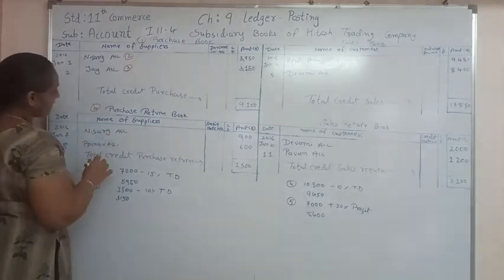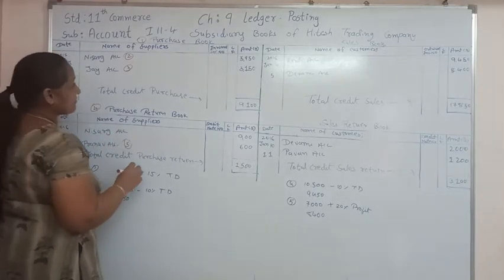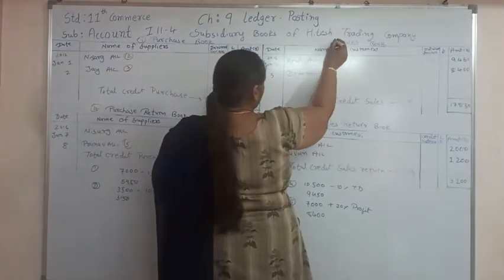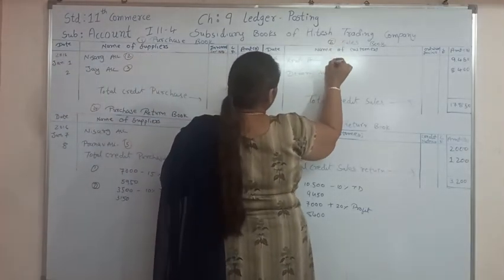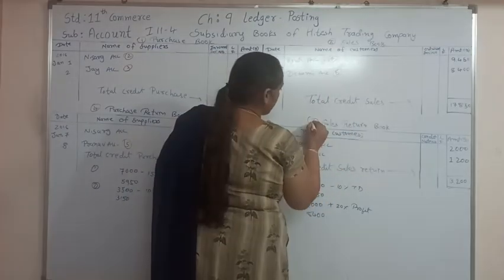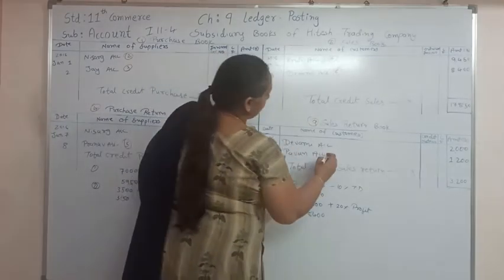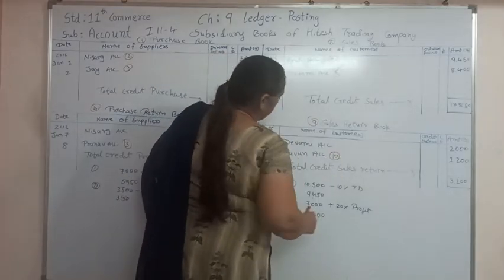Nisarg account we already prepared. Fifth one is a Pranav account. Sixth one is a sales account. Seventh is a Kruti account. Eighth is a Devami account. Ninth is a sales return account. Devami account we already prepared, and the tenth one is a Pawan account.